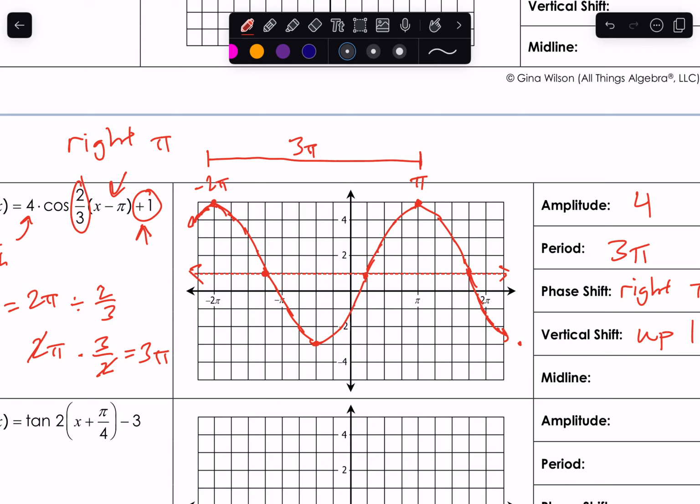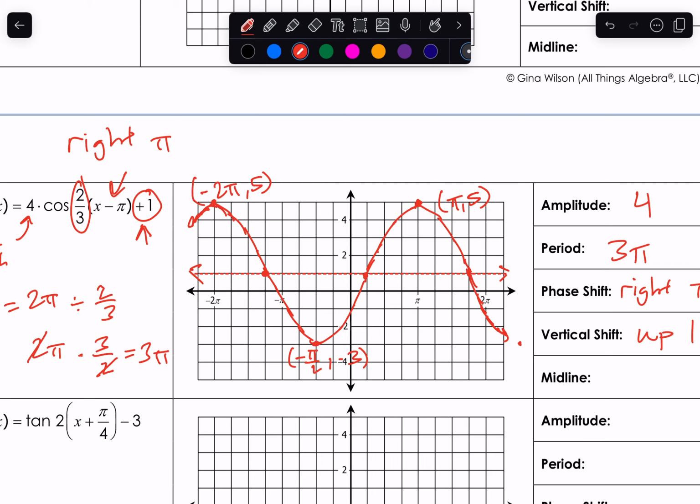Now, what might help is let's label these points. I'm going to erase my period up here, but let's label these points. So pi, 5 is the important one. Down here, we have negative pi over 2, -3. That's important. We see up here we had negative 2 pi, positive 5.